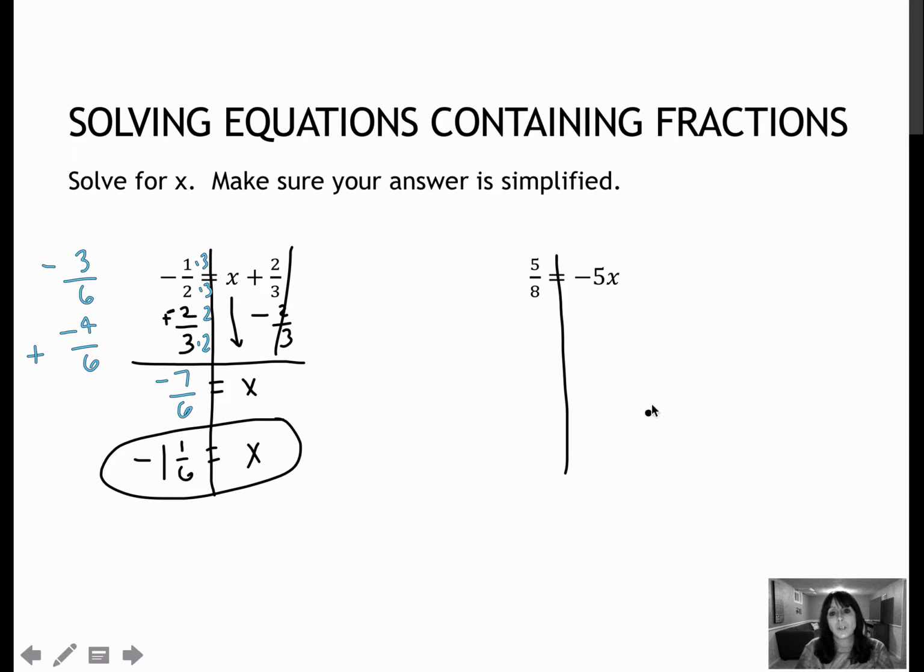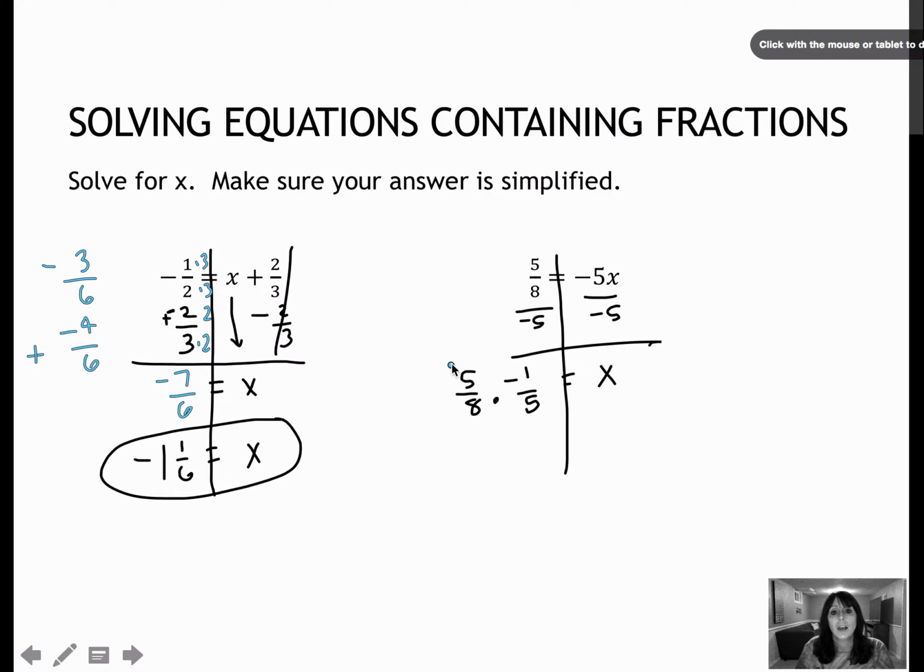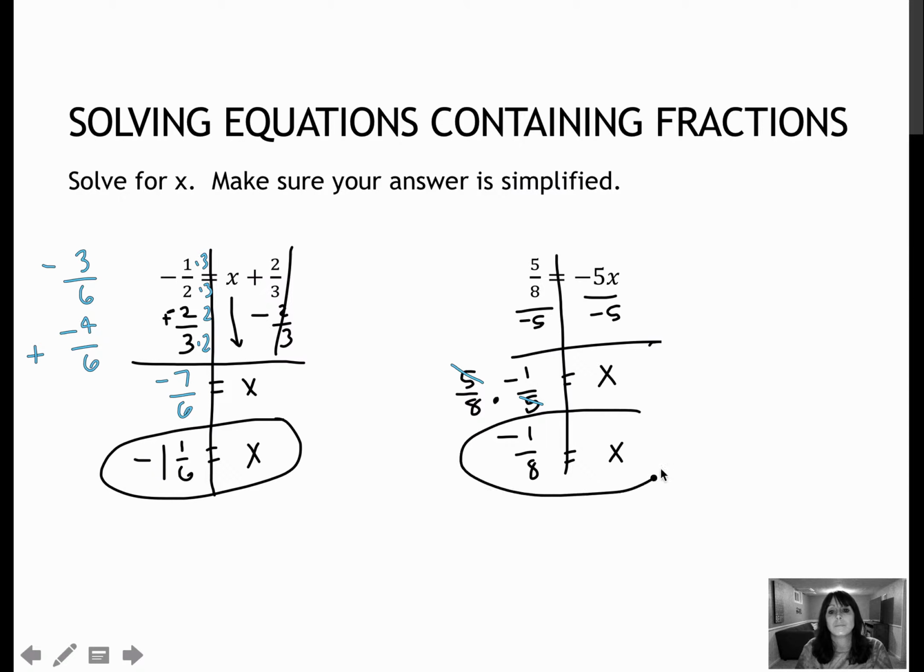For my second question, I would divide by -5, because this is -5 times x. And remember, when I'm dividing fractions, I actually need to multiply by the reciprocal. So this becomes 5/8 times -1/5. So instead of dividing by 5, I'm multiplying by -1/5. I can reduce those 5s to give me an answer of -1/8. And that's my final answer.